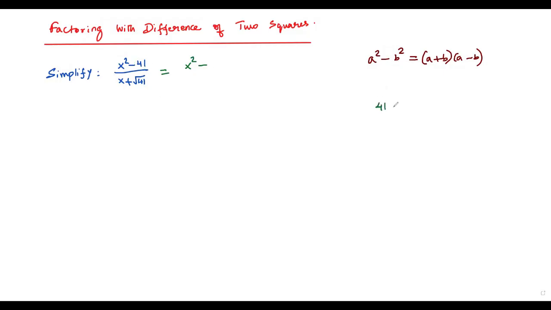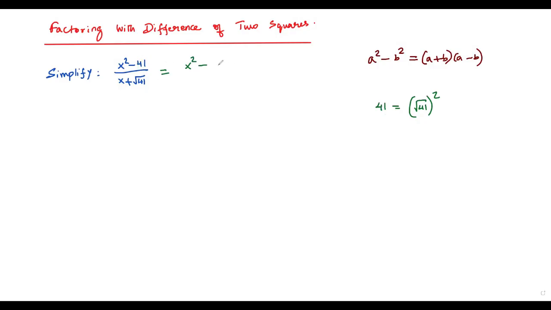Here we have 41. For 41, we don't have a square, but I need a square for 41 so that it can be considered as b squared over here. Whenever I need a square for something that's not a perfect square, what I have to do is take the square root of that number. Now I have to square this one. When I evaluate the value of this, it is equal to 41, because the square root and square cancel out. It's still equal to 41. So what I do is first take the square root, then I square it.